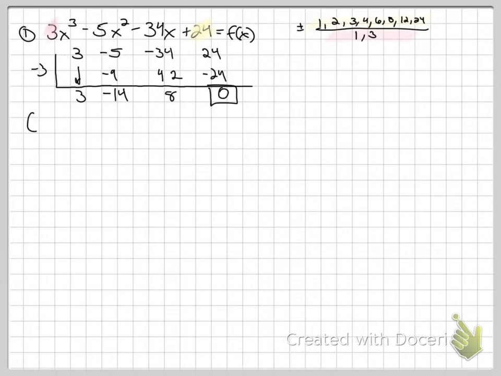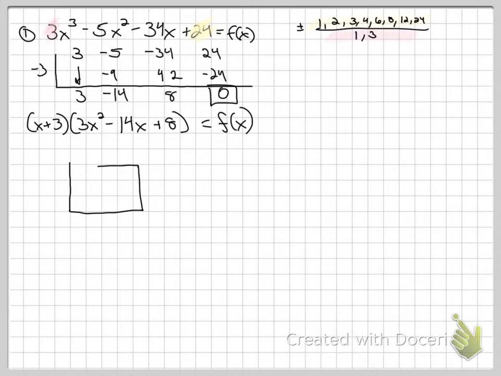Remember, -3 is the root. So x plus 3 was the factor. And then I got 3x squared minus 14x plus 8. This is my f of x equation. Now you're just going to factor or do quadratic formula with what's left. So this time I'm going to do factoring. So, lots of stuff on Schoology to help you with factoring.